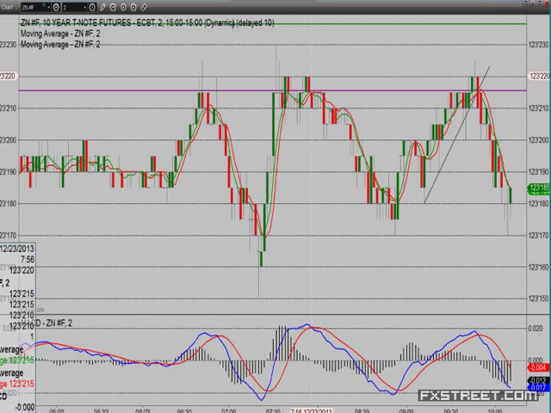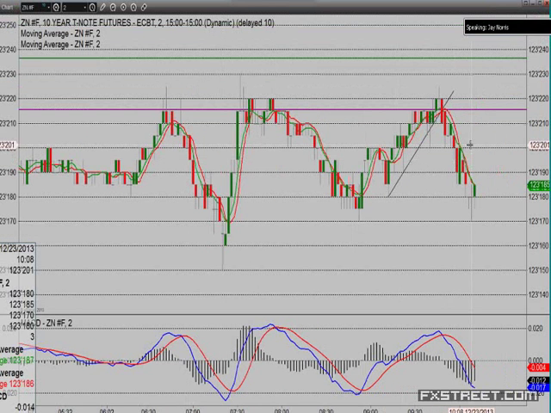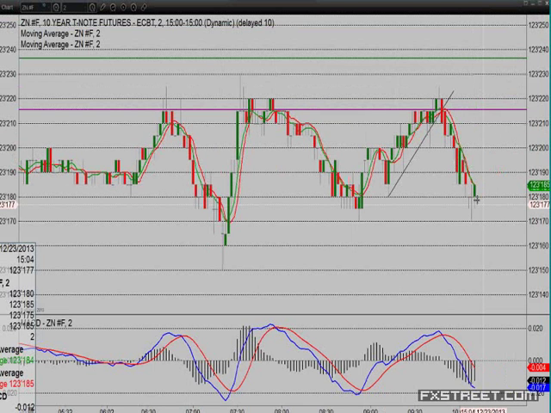Got too many things going on, but you get the point, right? That professional traders, they're trading very short-term charts. So that's a perfect example of how to manage a trade using that 1.5 risk reward. Okay, how to manage your trades.